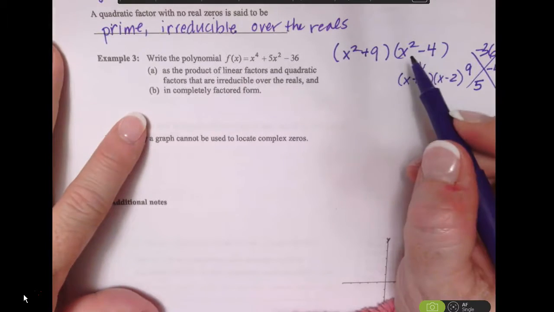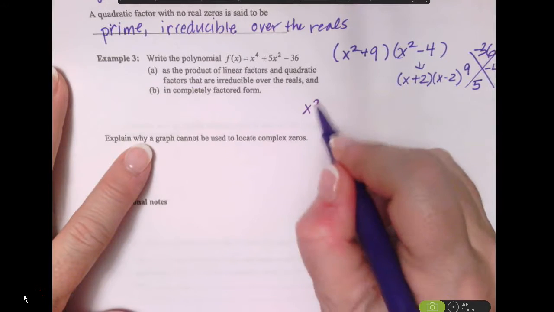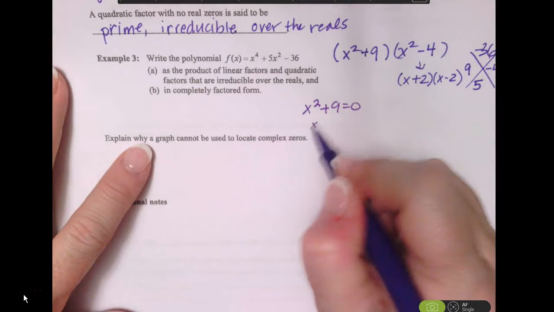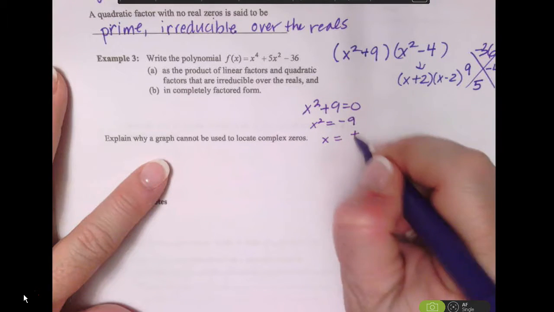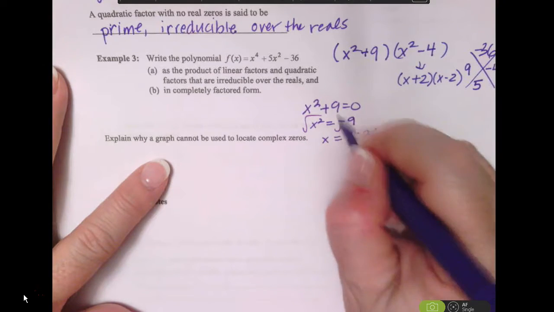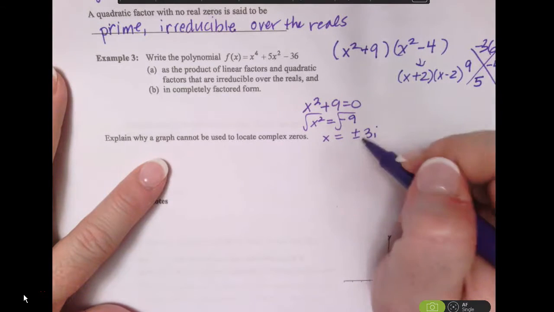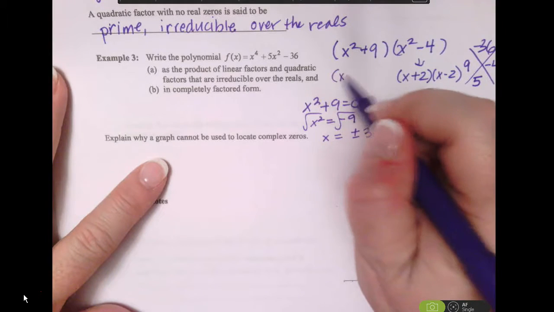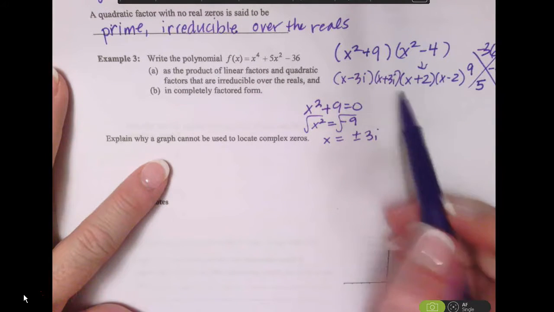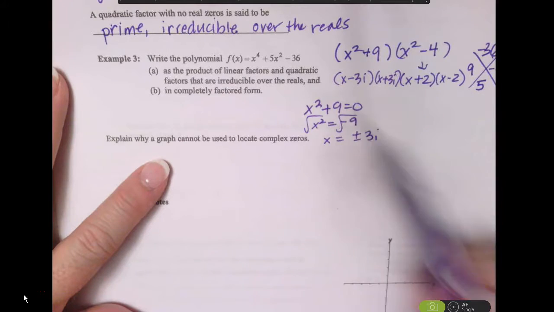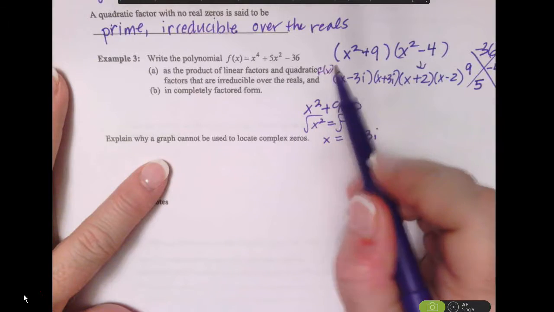And then this x squared plus 9, those are going to always factor in the same way. x squared plus 9 equals 0, x squared equals negative 9, x equals plus or minus 3i. So I got that by square rooting both sides. So these are my zeros, so the factors are x minus 3i, x plus 3i. So I've got 4 factors, 4 zeros. I'm fitting into the fundamental theorem of algebra.